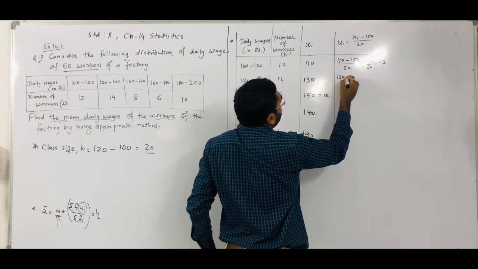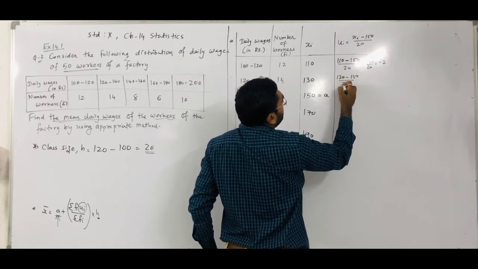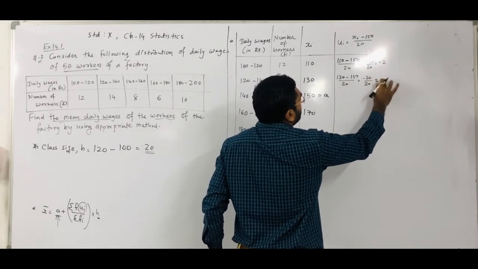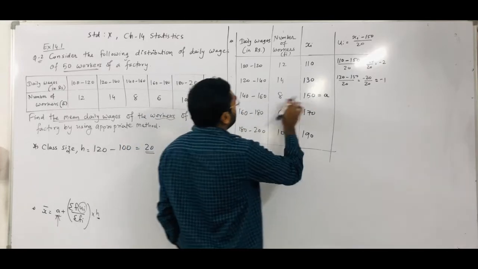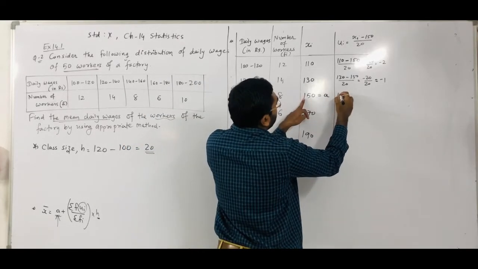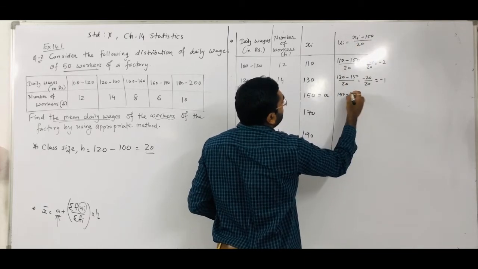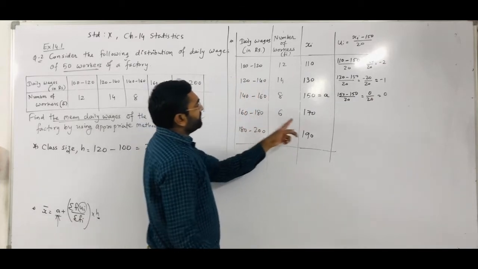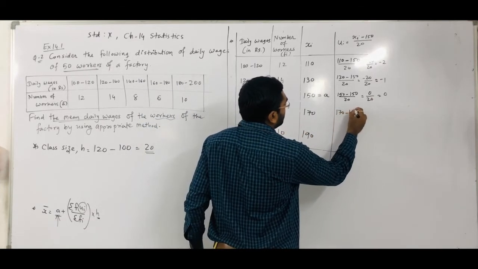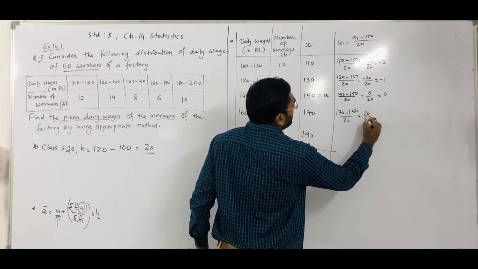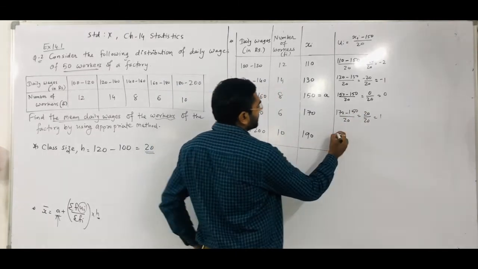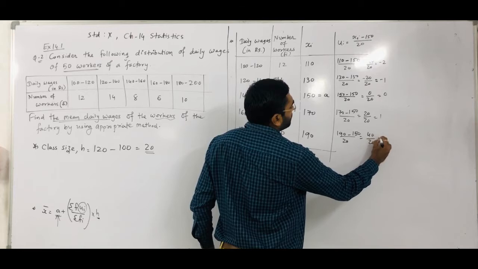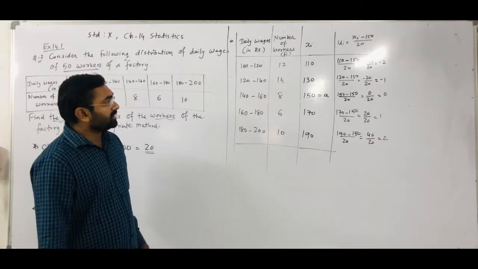In that equation, we have to put 130 minus 150 divided by 20, so we get minus 20 divided by 20, so we get minus 1. Right? And for the same class, for that third one, here the xi value is 150, and 150 minus 150 divided by 20, so 0 by 20 is equal to 0 only. Same way, that class xi value is 170 minus 150 divided by 20. So we get 20 divided by 20 is equal to 1. And here is 190 minus 150 divided by 20, so 40 divided by 20 is equal to 2. Okay. So this is the exercise first sum.